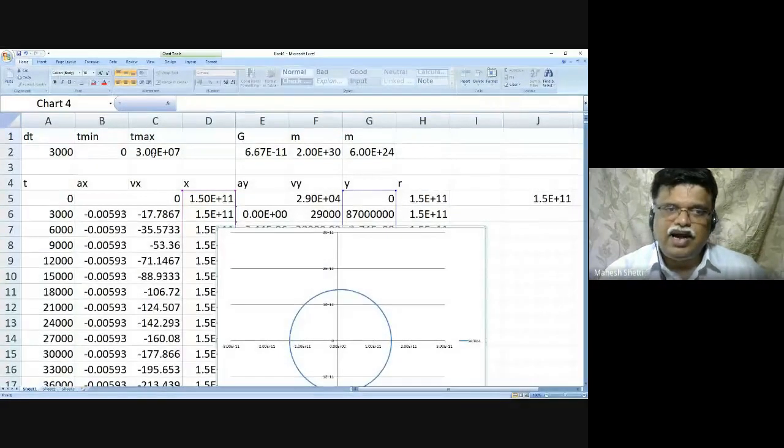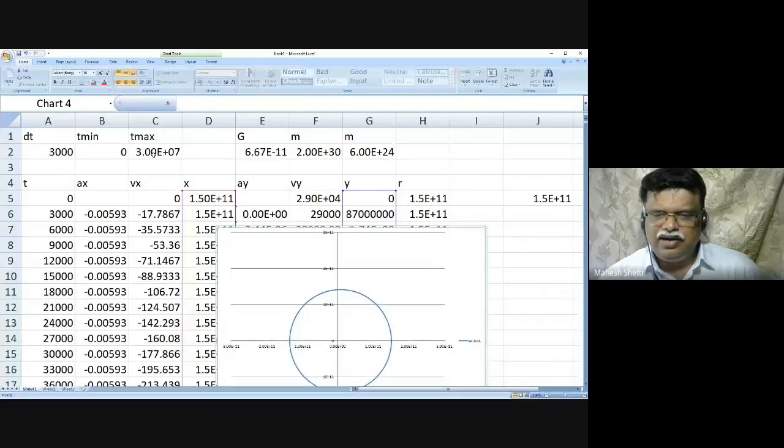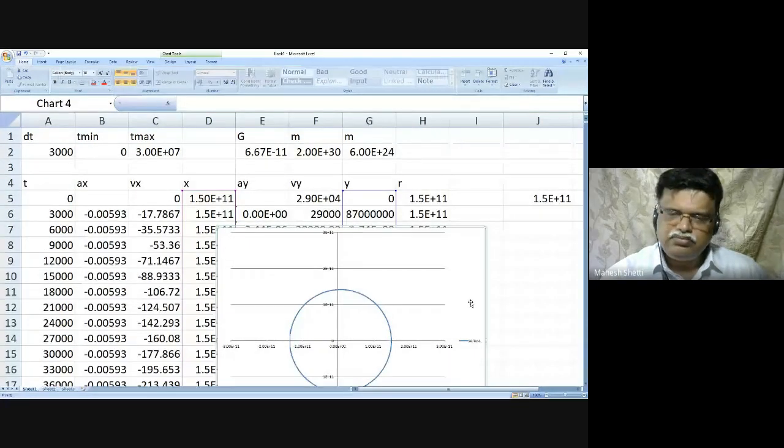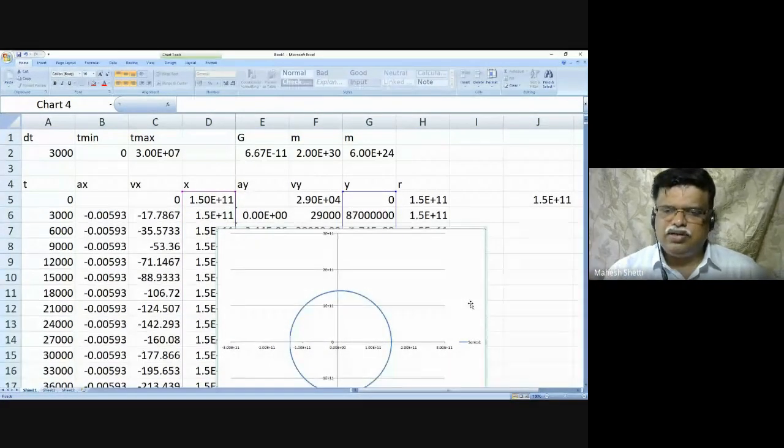If you remember, we started with very small Tmax earlier, and then we saw that I had taken Tmax something like 1000, and 1000 means I'm only talking about 1000 seconds. Even when I went for 1 lakh, 1 lakh was a very small value because it is just 1 day. In 1 day, how much will Earth move around the sun?